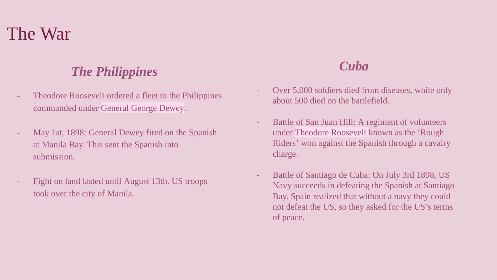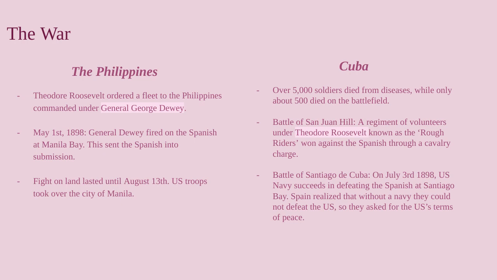The war. The Philippines. Theodore Roosevelt, at that time Secretary of the Navy, ordered a fleet to the Philippines commanded under General George Dewey. May 1st, 1898. General Dewey fired on the Spanish at Manila Bay. This sent the Spanish into submission. Though the fight at sea ended shortly, the fight on land lasted until August 13th. U.S. troops took over the city of Manila.